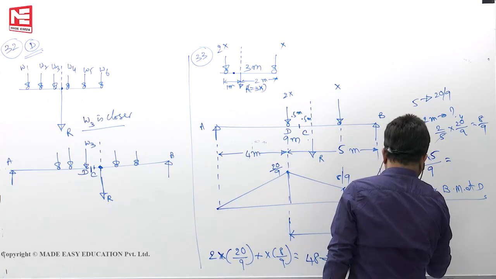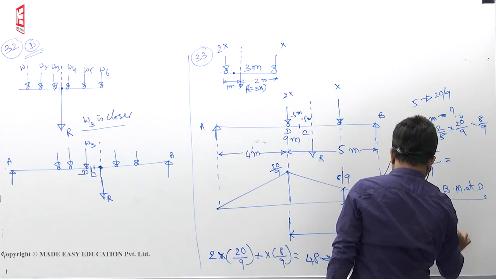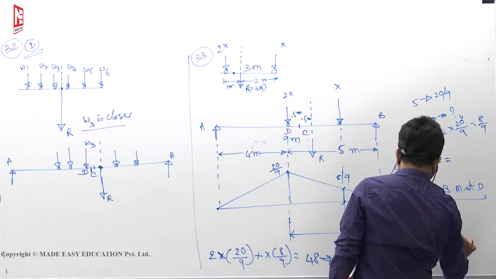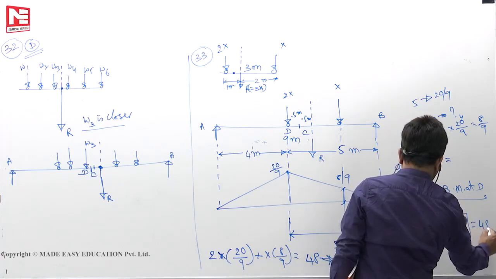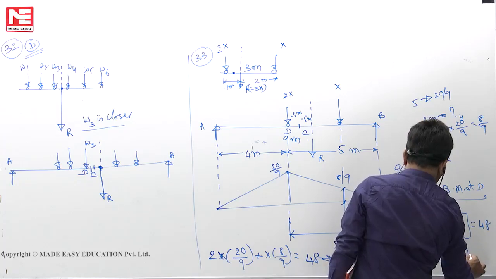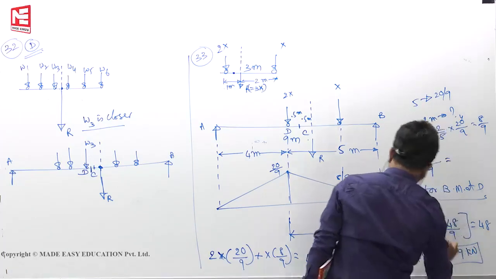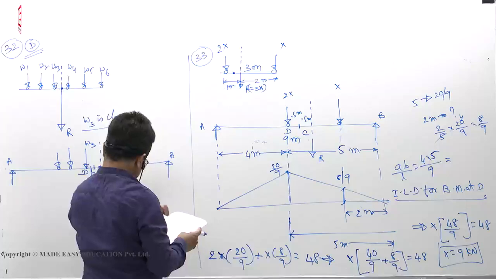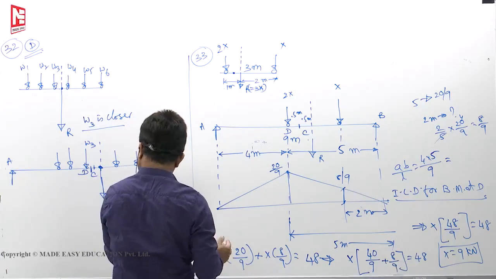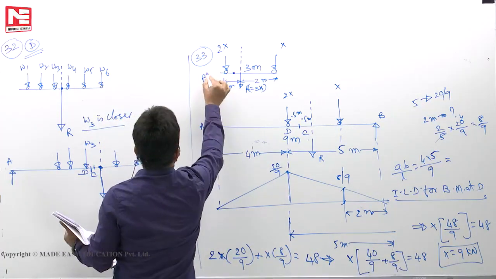Common factor if I take it, x into 48 by 9 is equal to 48. So x you will get 9 kilonewton, like that. So 9 kilonewton, 33B is the answer.